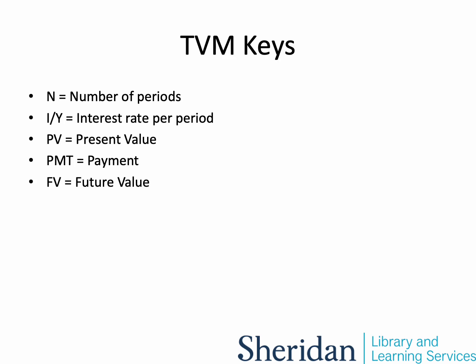Let's quickly review the TVM keys. N is the number of periods, I/Y is the interest rate per period, PV stands for present value, PMT is the payment each period, FV is the future value. In most questions, you will know 4 of these values and then use the calculator to solve for the fifth one.